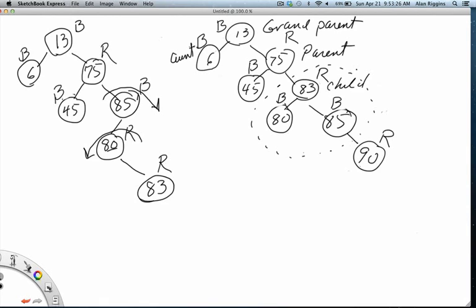So the aunt is black. We have the child, the 83. This is what caused the violation. The child always causes the violation. We have 2 reds in a row. The parent did nothing. It was the child that came in and flipped colors, and now you have 2 reds in a row. So the child, the parent, the grandparent, and we have a black aunt, which means we must rotate. Now our insertion path was this way.